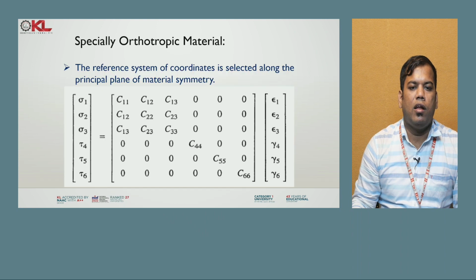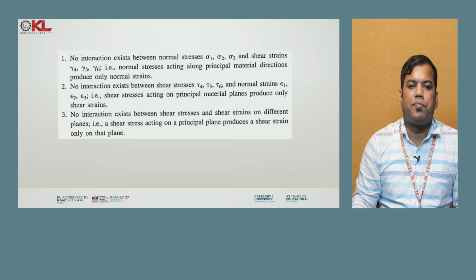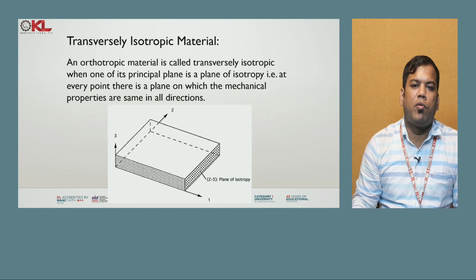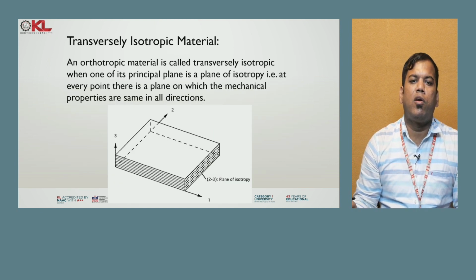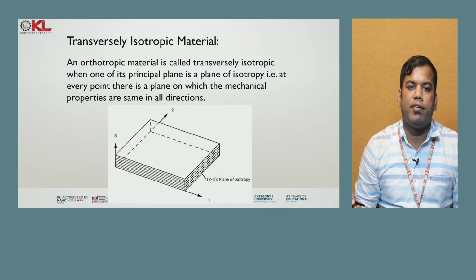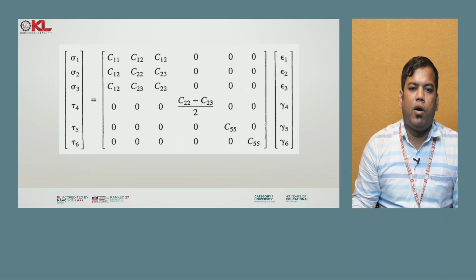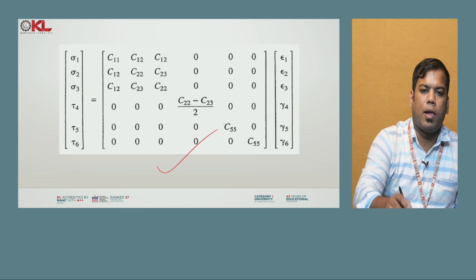So we will see the stiffness matrix, which looks like this. Now, transversely isotropic material: an orthotropic material is called transversely isotropic when one of its principal planes is a plane of isotropy. That is, at every point there is a plane on which the mechanical properties are the same in all directions. So this is the condition of a transversely isotropic material.